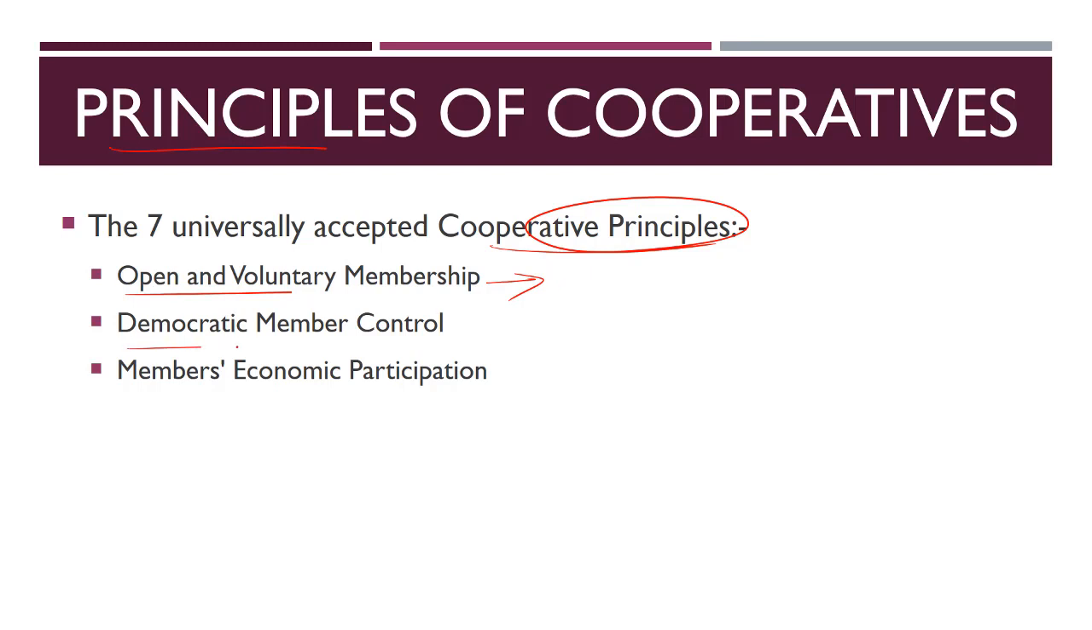There is democratic member control. That is, the decisions taken by the cooperative are taken by the members themselves, in the interest of the members of this cooperative. Then there is members' economic participation. That is, cooperatives are not cultural organizations.